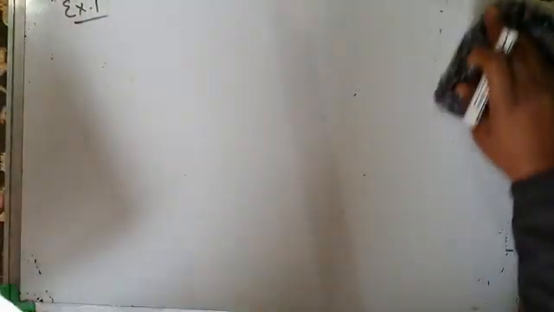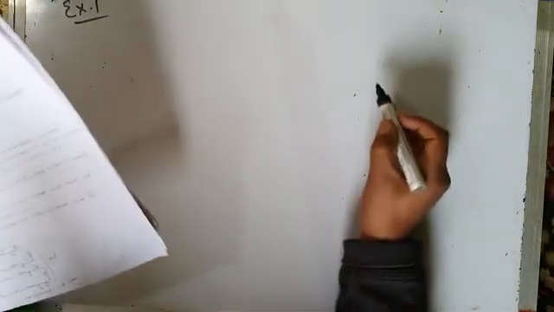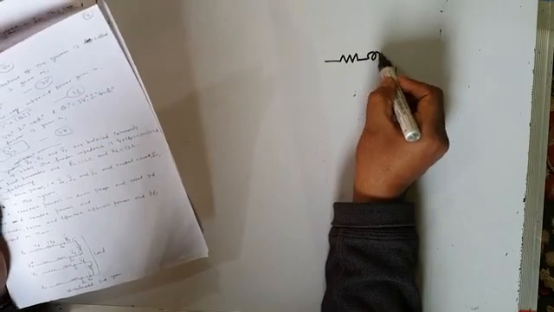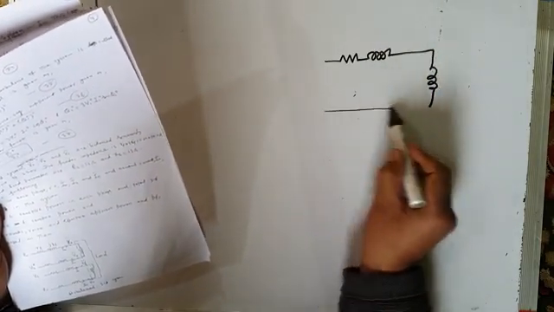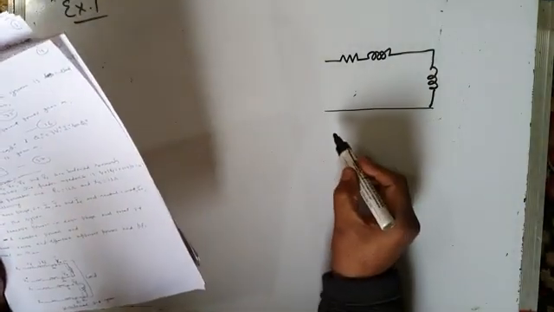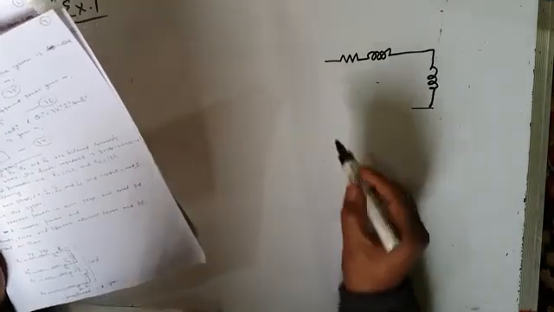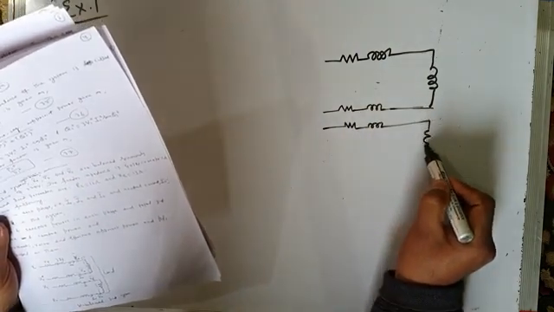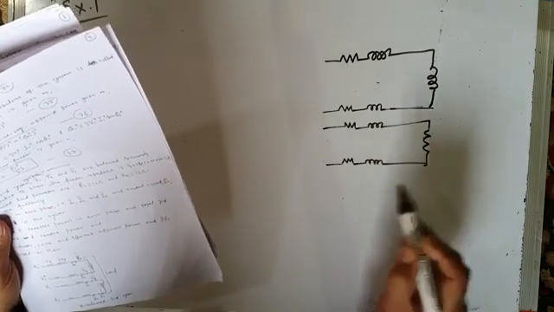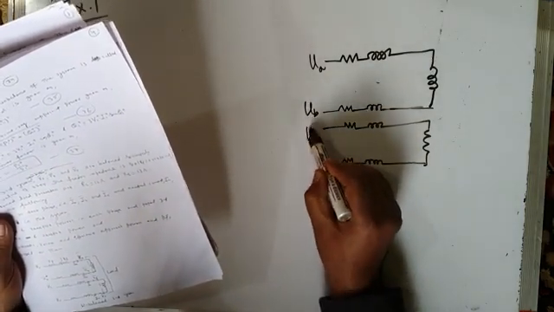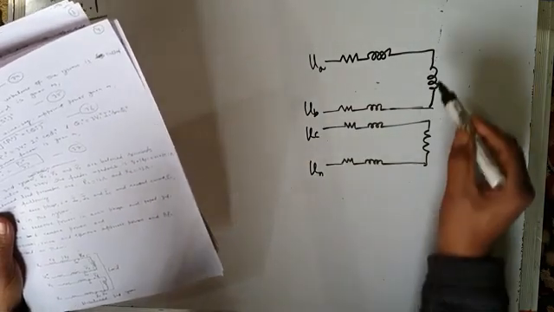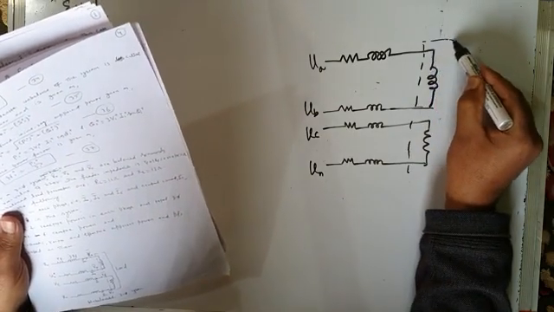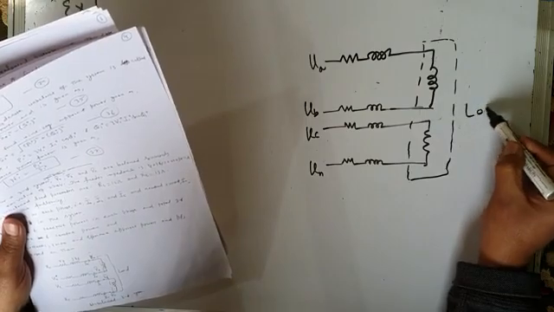Let us first of all draw the circuit diagram of this three-phase unbalanced system. So the circuit diagram is like this. Let me complete the circuit diagram first. These are feeder impedances. This is phase voltage or phase to neutral voltage VA. This is phase voltage VB. This is phase voltage VC, and this is neutral voltage VN. Okay, and this is our load. This is the load. Load is connected in a very peculiar way.